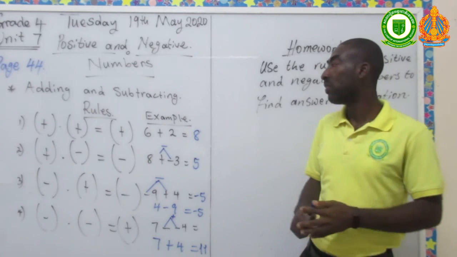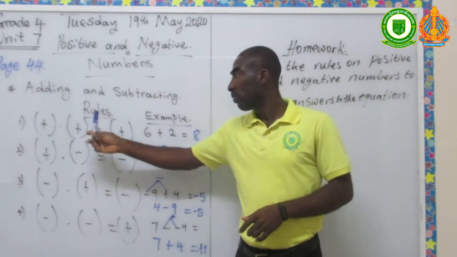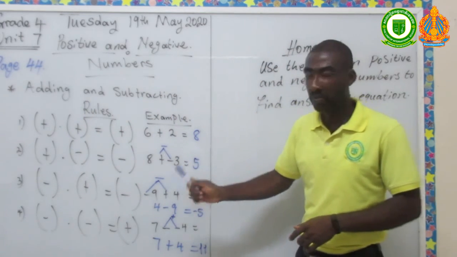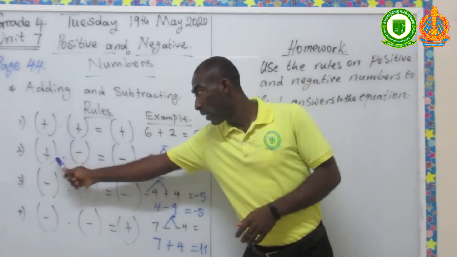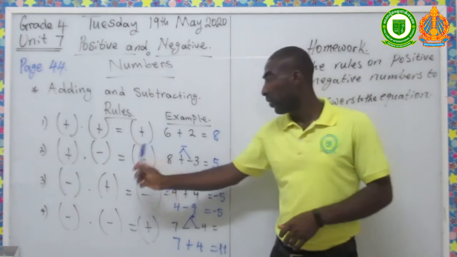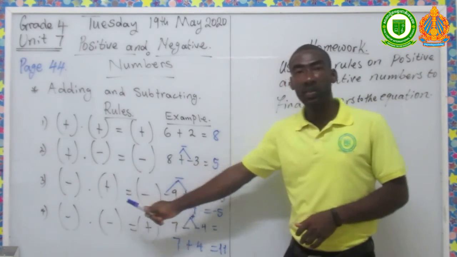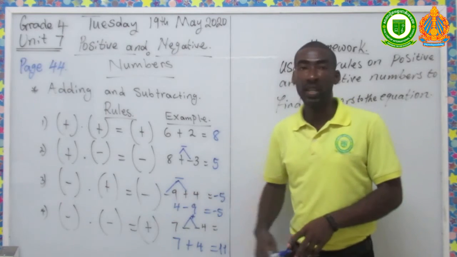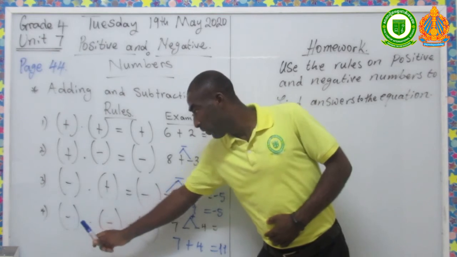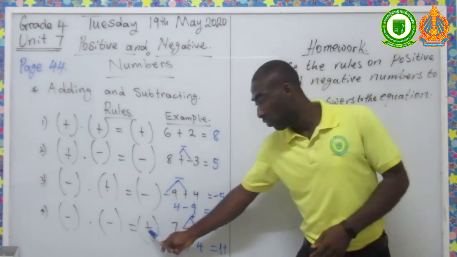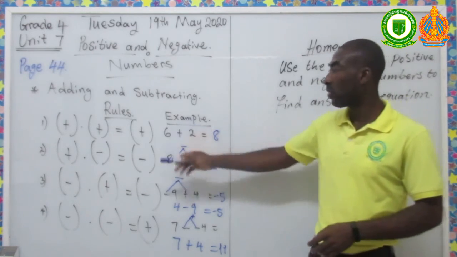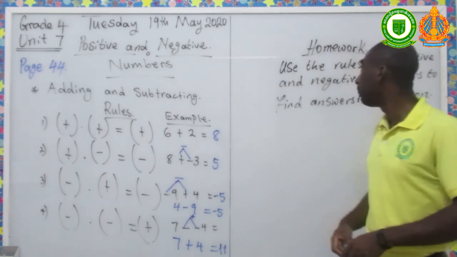So, rule 1, positive and positive will give you positive. Rule 2, positive and negative will give you a negative. Rule 3, negative and positive will give you a negative. The final rule, which is rule 4, is negative and negative will change to become a positive sign for you. So you always try to remember this one.